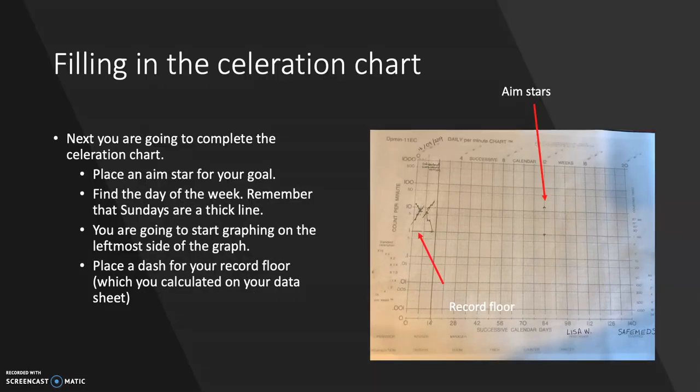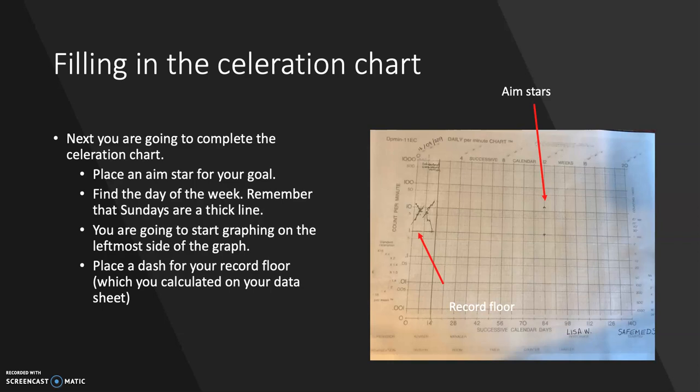Next, you are going to complete the acceleration chart. The first thing you want to mark on your chart is the performance aim with the aim star that looks like an A. This is drawn at the intersection of the aim date, such as when you want to accomplish your goal, and the aim frequency, the acceleration you want to achieve. Again, the goal for this assignment is to have a frequency of 16 correct per minute at the end of the course. So you want to ensure that you're putting the aim star here on the chart.